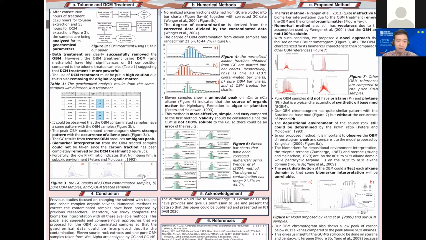Biomarker interpretation from the OBM treated samples could not be made since the carbon fractions have been completely removed by the DCM treatment. But if we try hard to force an interpretation of the biomarkers, we can only conclude that the low Pristane per Phytane ratio from the Ngimbang Formation indicates that the Ngimbang Formation was deposited in a suboxic environment.